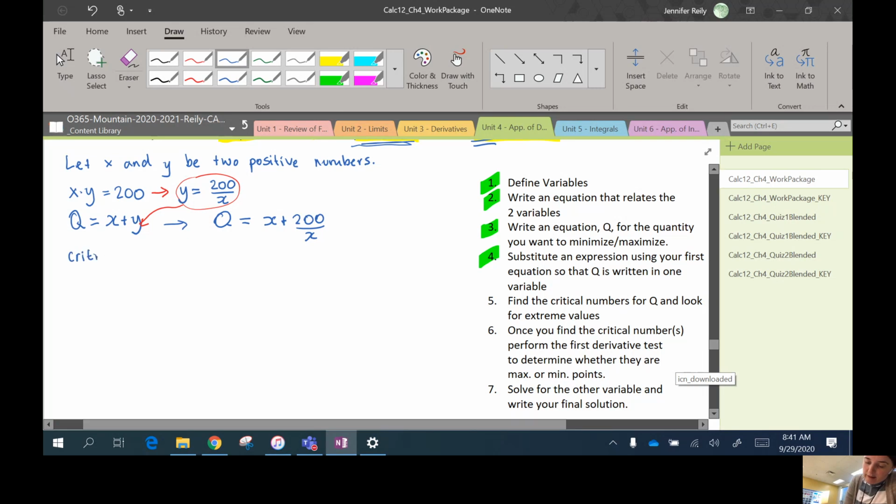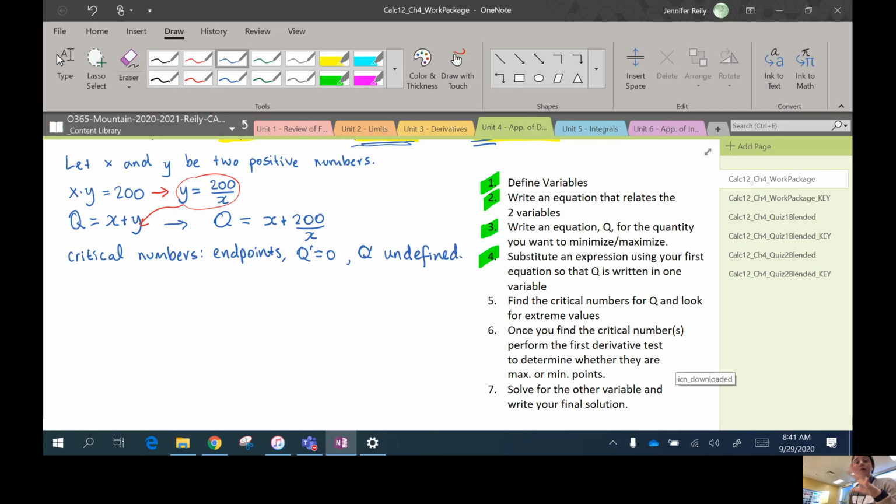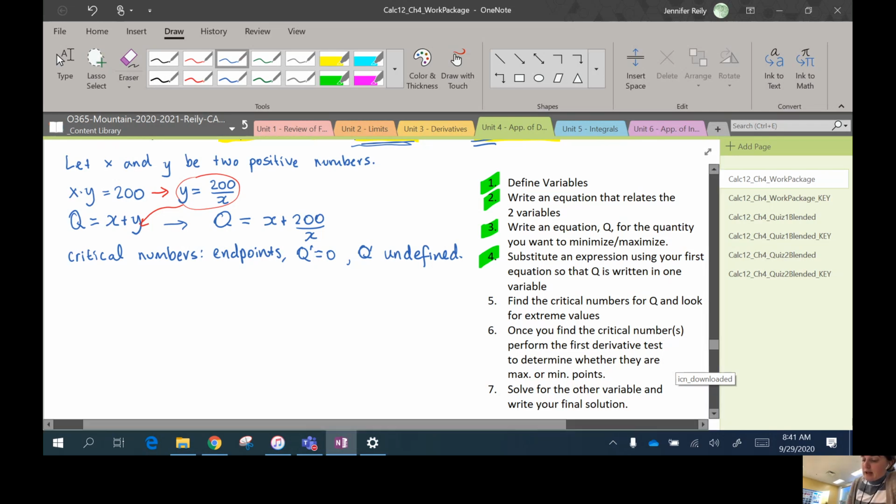Just a little reminder, critical numbers are endpoints, and they are places where Q prime equals 0 and where Q prime is undefined. Since we have no endpoints here, we're going to find the derivative and see where it's 0 and identify those that could be possible minimum points for us. Before I do the derivative, I'm just going to rewrite this Q function with a negative exponent instead of dividing by x, and take the derivative of that instead of dealing with the quotient rule.